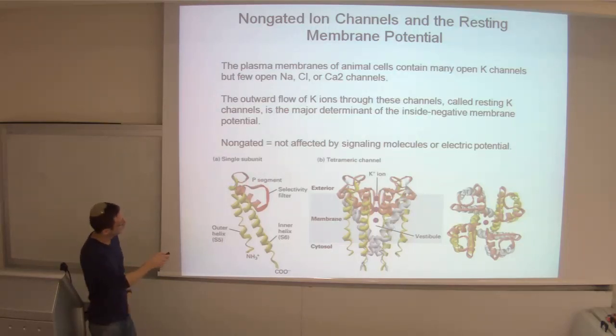The plasma membrane of animal cells contains just a few passive channels for these ions, but mainly a lot of passive channels for potassium.